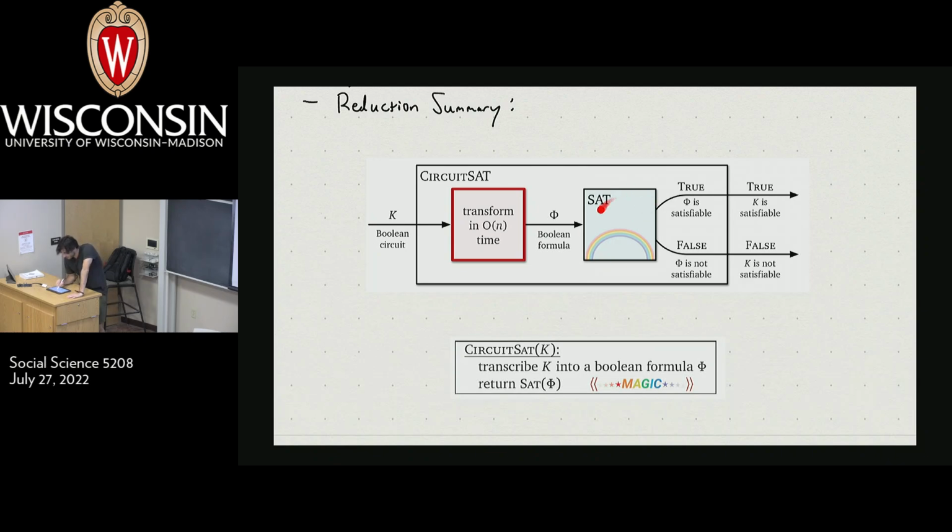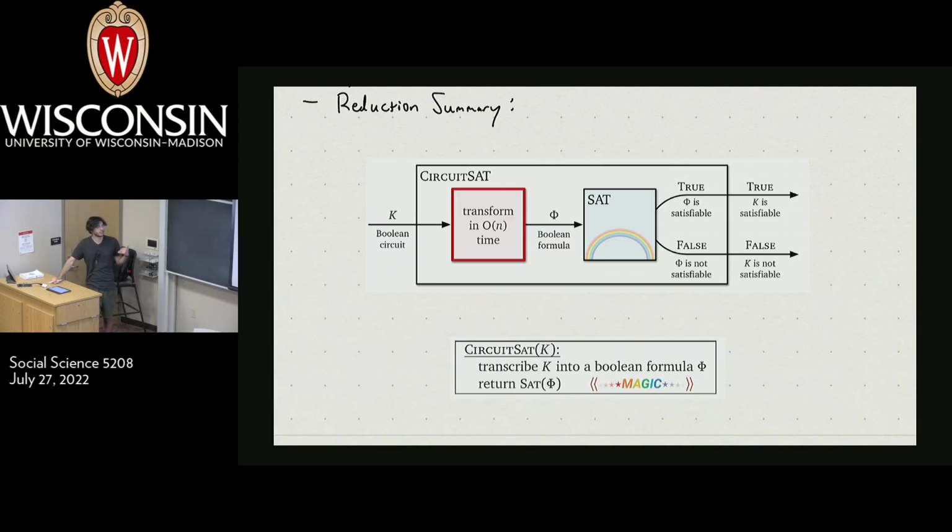We can use this magical black box for SAT to solve the circuit SAT problem by just taking the input K. We transform it in linear time into the formula phi. We plug phi into the SAT algorithm, and we just keep the same answer. So if SAT said true, we output true. If SAT said false, we output false. Another way to see that is by the pseudocode. We turn K into the formula phi, and then we magically run SAT of phi. These are equivalent.